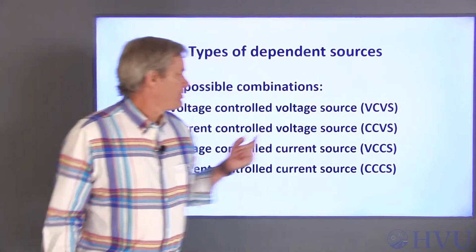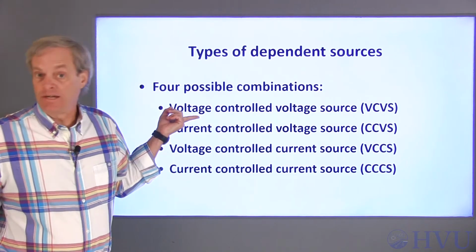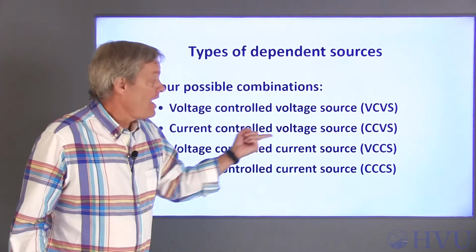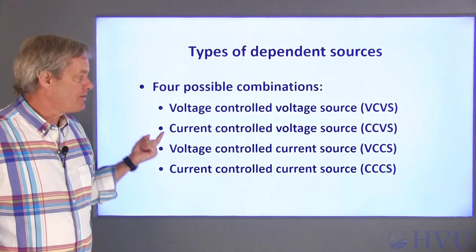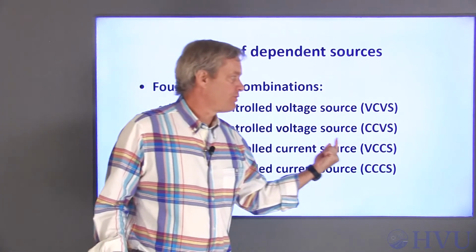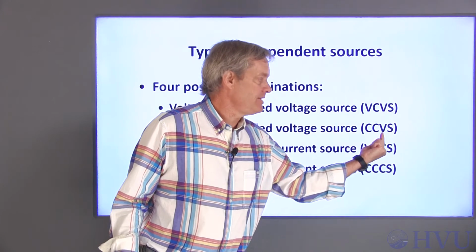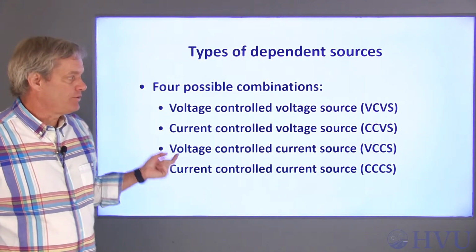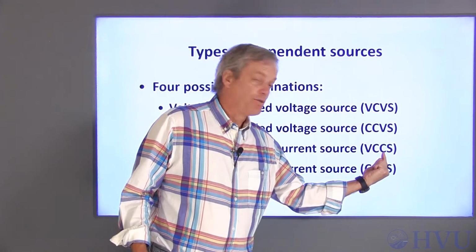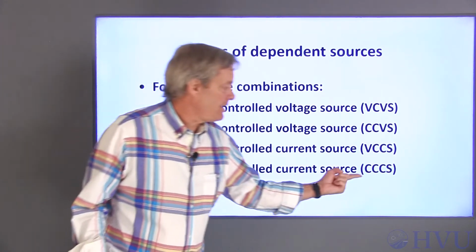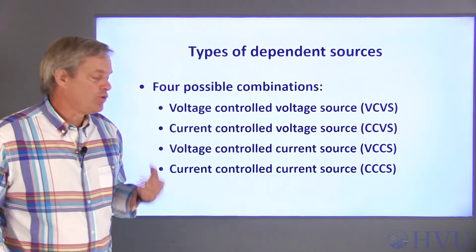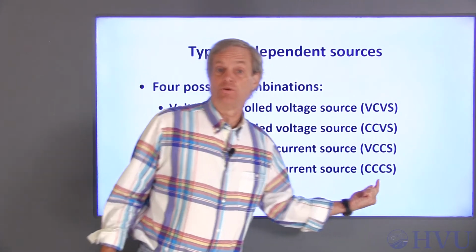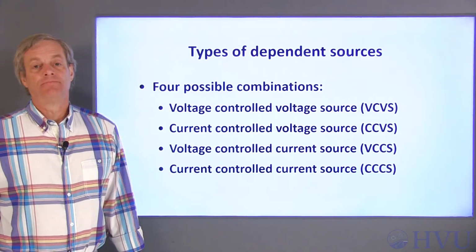A voltage source that's controlled by a voltage elsewhere in the circuit is a voltage-controlled voltage source. A voltage source controlled by a current is a current-controlled voltage source, usually abbreviated as CCVS. A current source that's controlled by a voltage is a voltage-controlled current source. And finally, a current source that's controlled by a current somewhere else is a current-controlled current source, or CCCS.